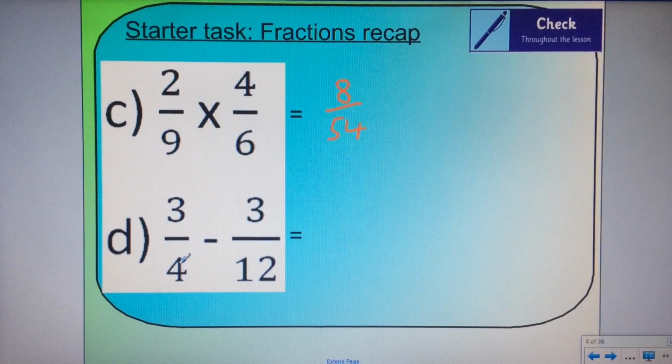Then we've got another subtraction one here. The denominators are not the same, so we need to use our equivalence knowledge of fractions. So we can look for a common multiple, which would be 12. Okay, so I need to change this fraction denominator to 12. I've multiplied that by 3, so I multiply my numerator by 3 as well, giving me 9/12. Then I can keep my denominator the same and do my subtraction of my numerators. 9 take away 3, giving me 6/12, which I could have simplified to a half. Well done if you got that one right as well.